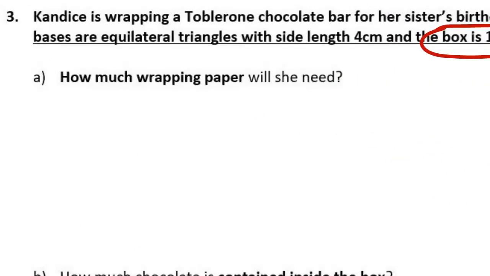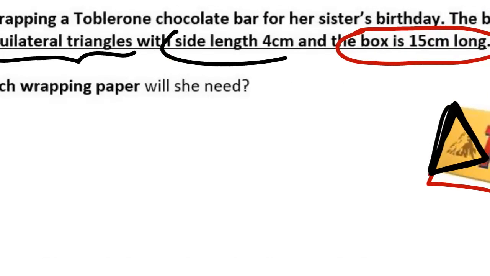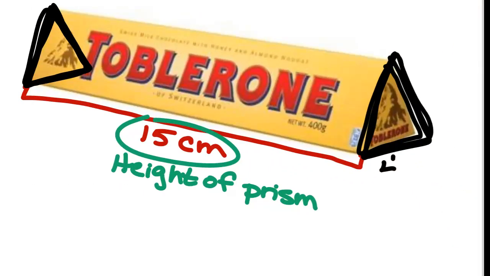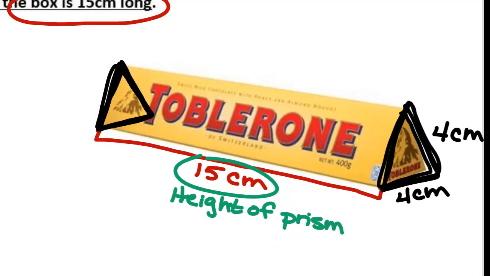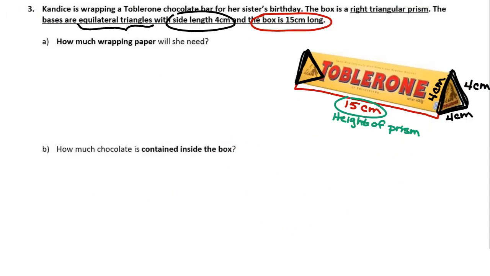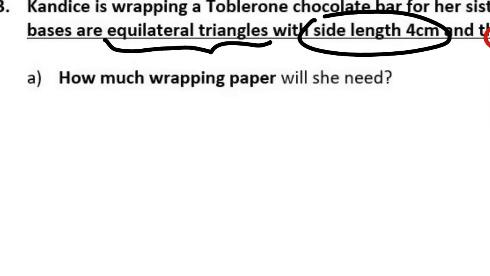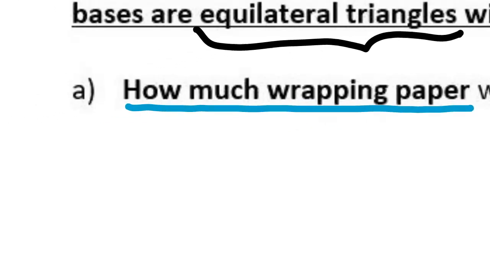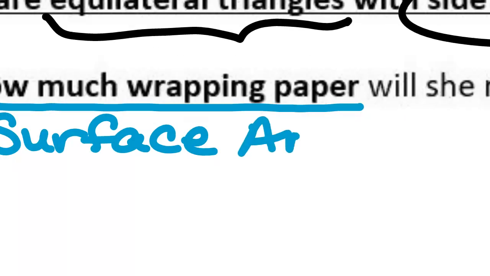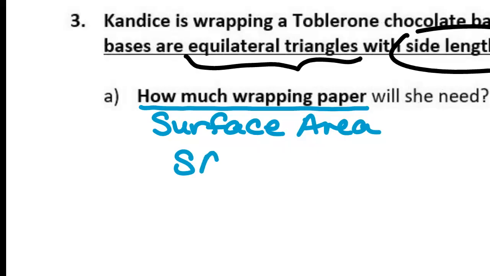Then it says we have equilateral triangle bases with side length 4 centimeters. So this is 4 centimeters here, this is 4 centimeters here, and this is 4 centimeters here. How much wrapping paper will she need? What am I asking about if I want to know how much wrapping paper it's going to take? Surface area, yes. So surface area for a prism is 2 times the area of the base, plus the perimeter times the height.